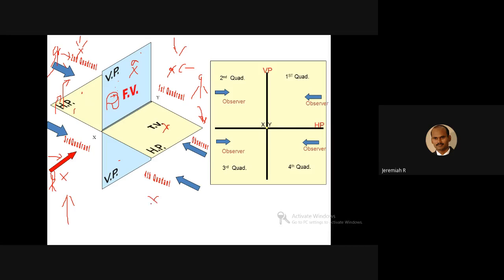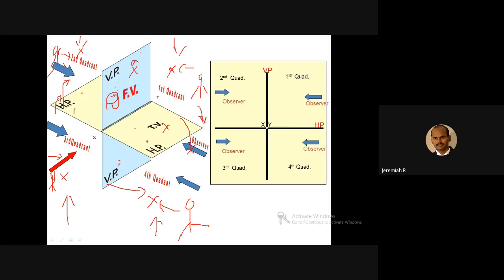Okay, so there is a point here. This is below HP, but in front of VP. So here the observer, you can just see from here, you get a point here. That is A dash. So top means he has to see from here. We'll get something here. After that, we have to rotate clockwise direction. So both you'll get below XY line. In second quadrant, everything will get above XY line. In fourth quadrant, everything will get below XY line.